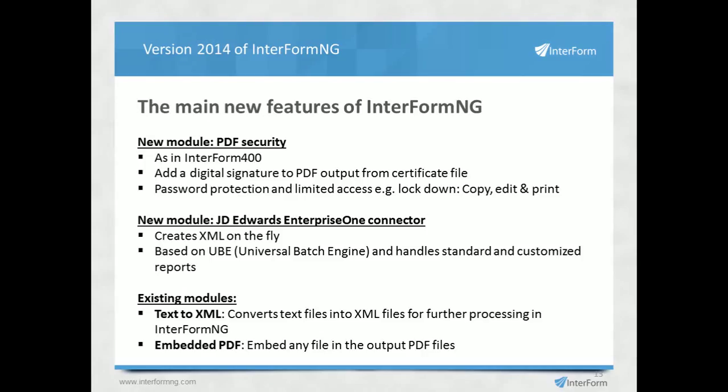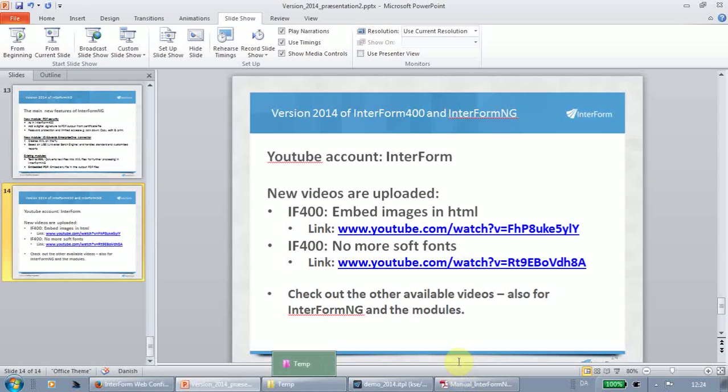Another new module is the JD Edwards Enterprise 1 connector, which makes it possible to create XML files from JD Edwards that we can use in InterformNG. Apart from these two new modules, we also have the existing modules text to XML, where we're able to grab a text file and convert it into XML for processing in InterformNG. And finally, embedding in PDF, so we can embed any files into an output PDF file.